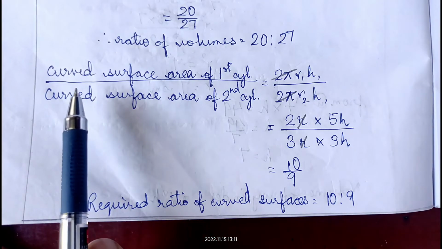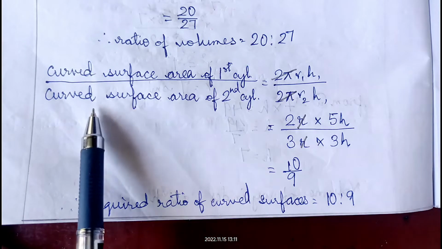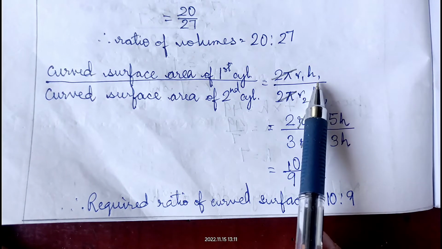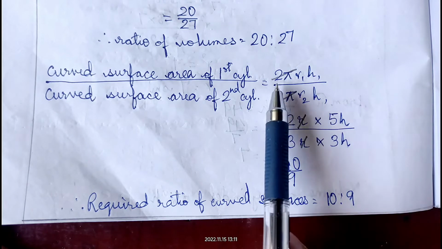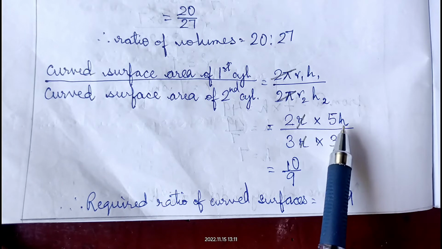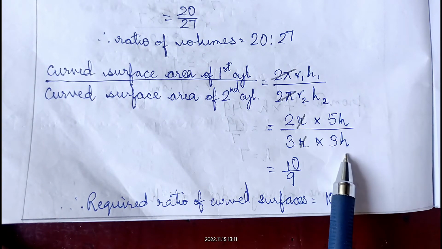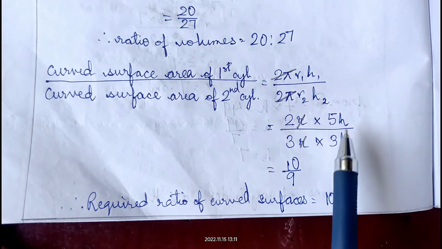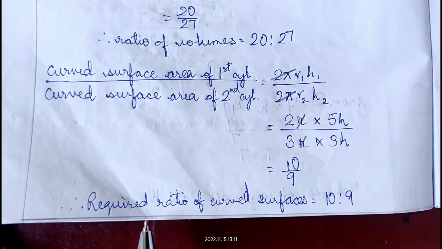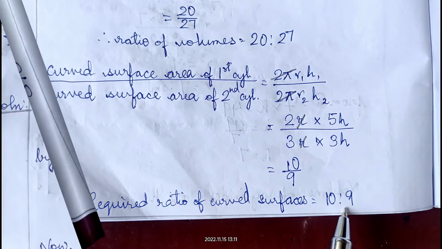Now we have to calculate the ratio of the curved surface area. So curved surface area of the first cylinder by curved surface area of the second cylinder will be 2 pi R1 H1 by 2 pi R2 H2. For the first cylinder, radius is twice R, height is 5H. For the second cylinder, radius is 3R and height is 3H. R and R can be cancelled, H and H can be cancelled. 5 2s are 10, 3 3s are 9. Therefore, the required ratio of curved surfaces will be 10:9.